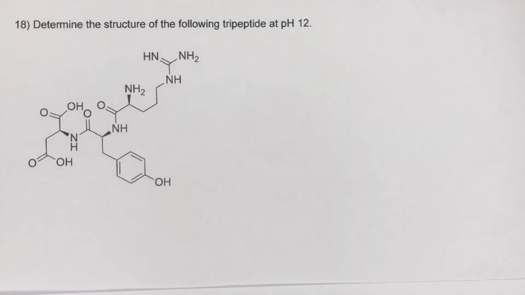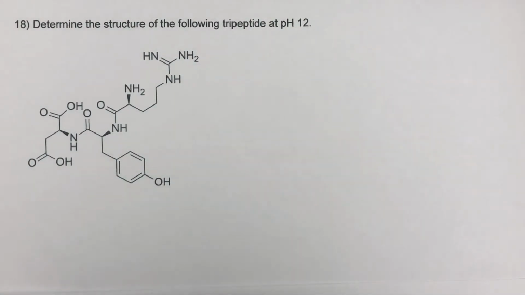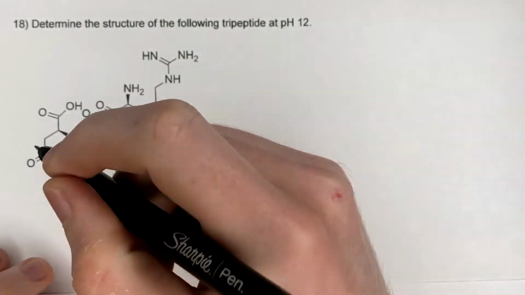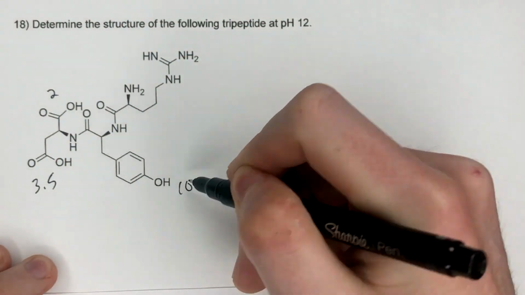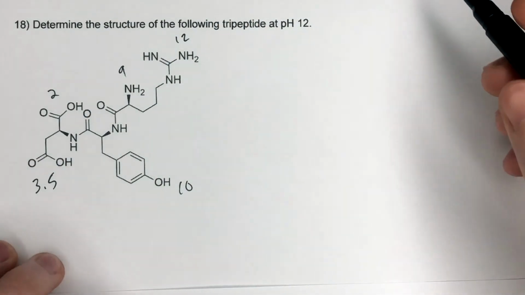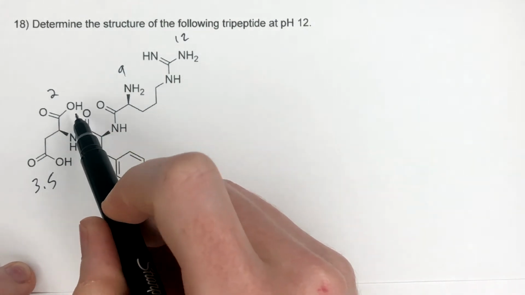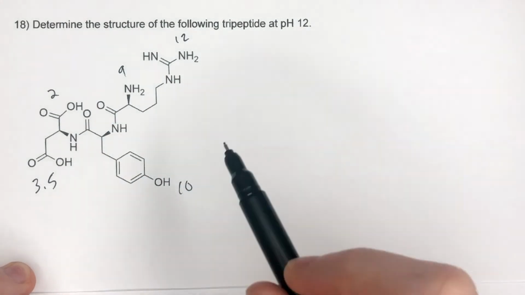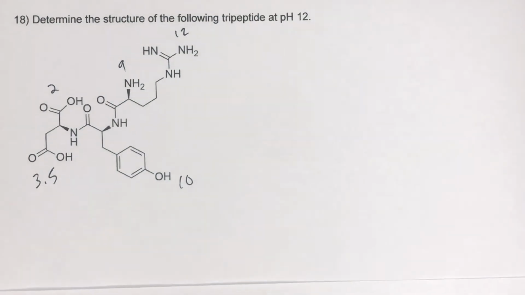All right, here we're asked to determine a very similar thing. We're asked to determine the structure of the tripeptide at pH 12. So again, let's go through the pKa values. This is about 3.5, this is 2, this is 10, this is 9, this is 12. So we're going to assume full deprotonation here. So this oxygen will be negatively charged, this will be negative, this will be negative, this will be neutral, and that will be neutral, right?